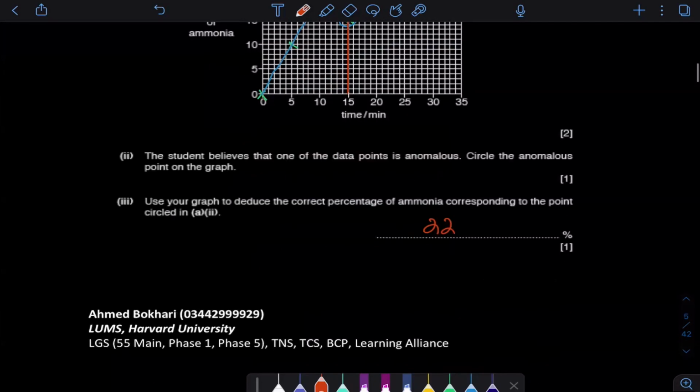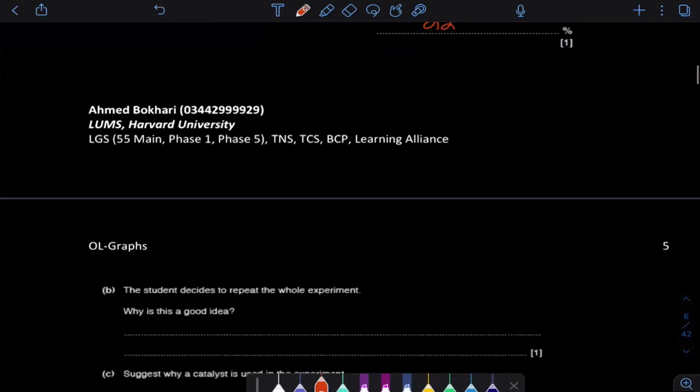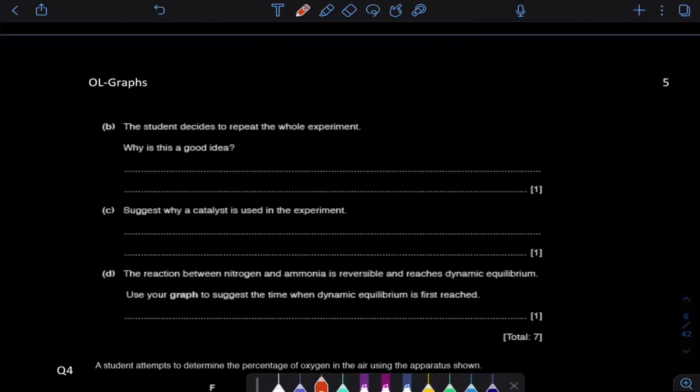The student decides to repeat the whole experiment. Repeat करने से क्या advantages होते हैं? Repeat करने से फायदा ये होता है कि आप average ले सकते हो. ठीक है, और जब आप average लेते हो तो आपके पास values correct आती. So this is a good idea because you can now take the average, and because you can take the average, that means you can easily confirm कि अच्छा आपकी value सही है कि नहीं है, correct कर सकते हैं उसको.